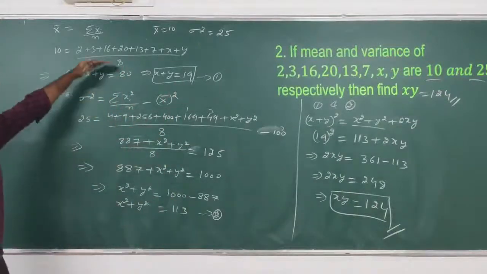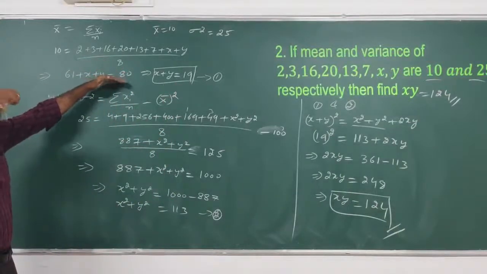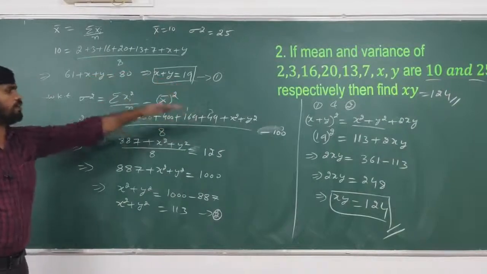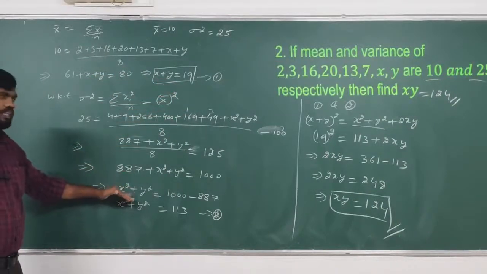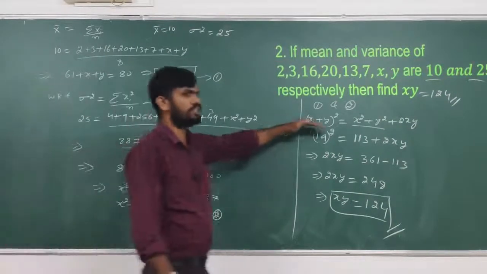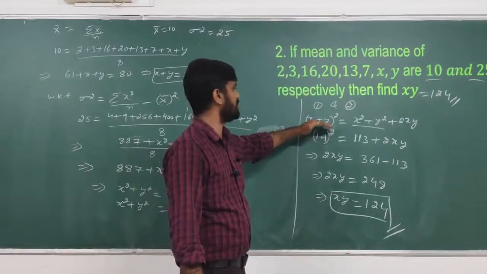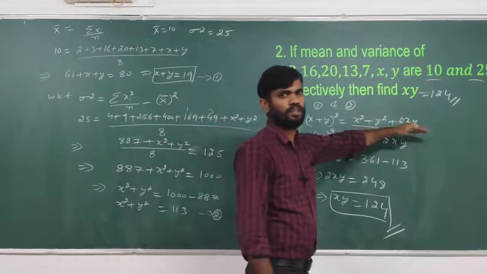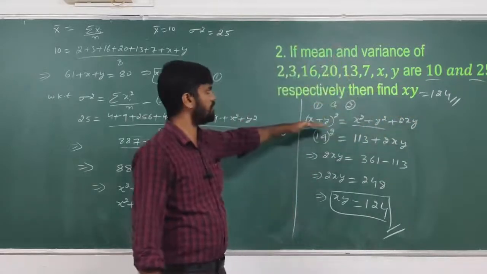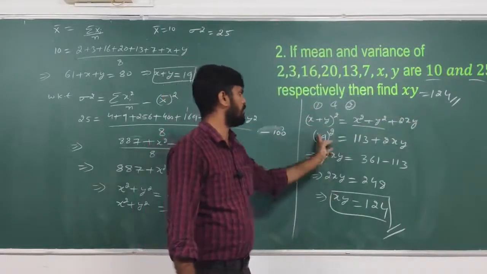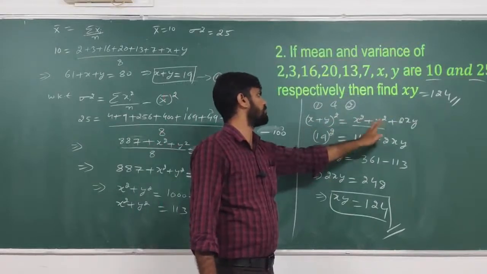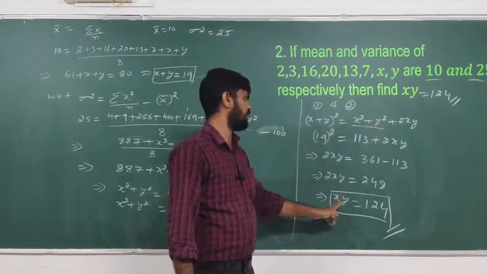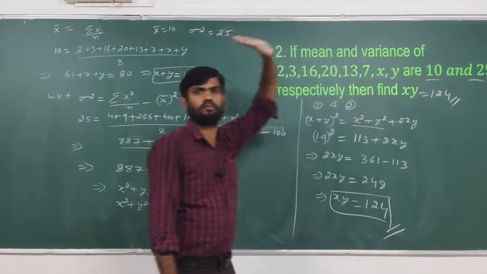So first, by using mean we find the value of x plus y. By using variance we find the value of x square plus y square. Then by using the famous formula, x plus y whole square is equal to x square plus y square plus 2xy, which you studied from your childhood, we substitute the values of x plus y and x square plus y square, and on simplification we finally get x into y.